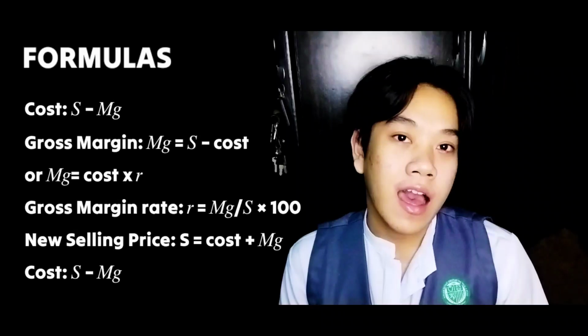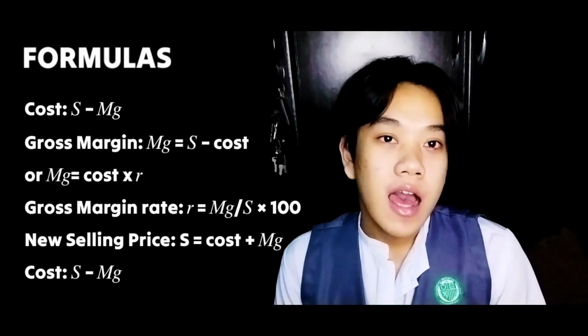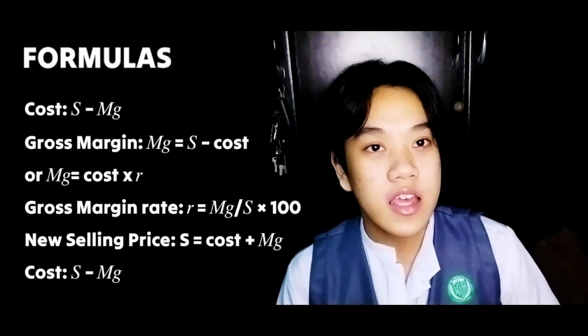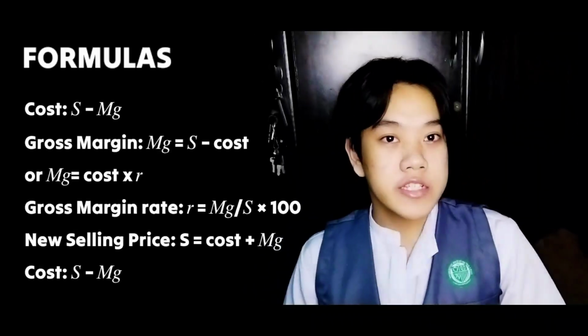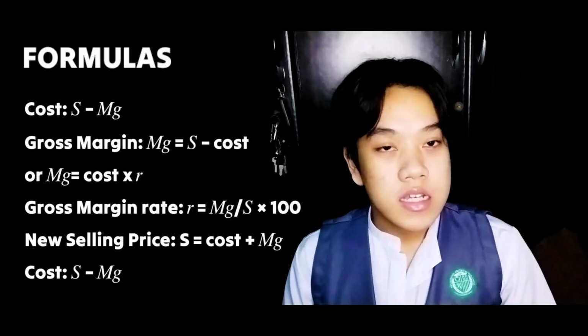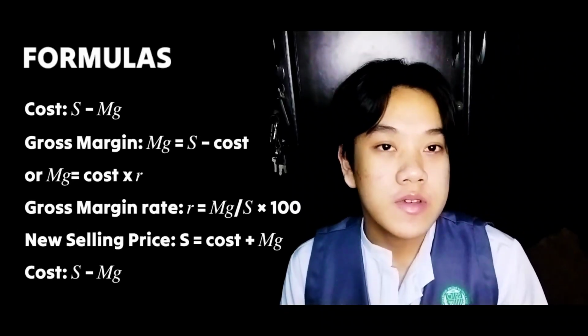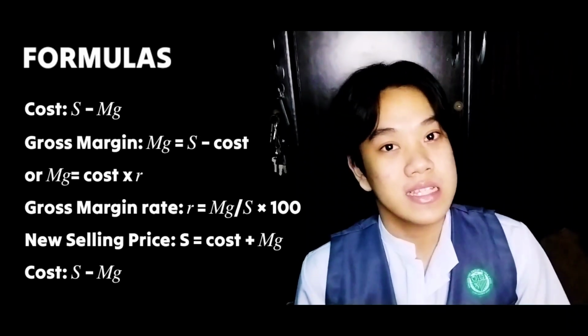Now for the formulas. For the cost, we have S minus MG. The gross margin, that is S minus cost, or cost times R, again depending on the given, if we are given the selling price or the rate. For the gross margin rate, we have MG divided by S times 100. For the new selling price, we have the cost plus MG. And for the cost, we have S minus MG. So, with that out of the way, let us get ahead in our discussion.